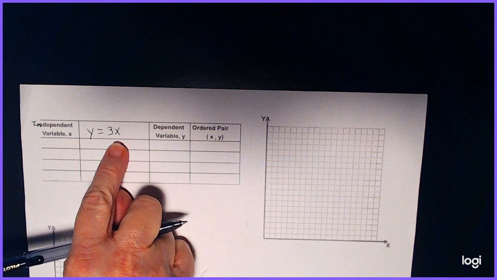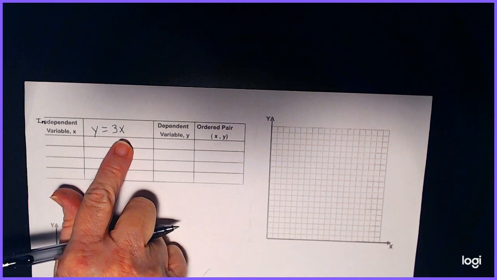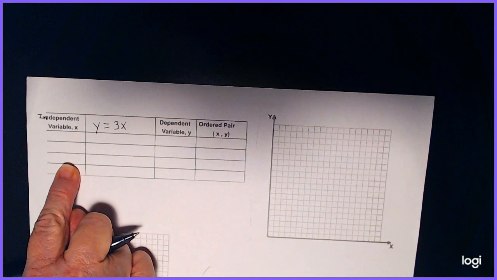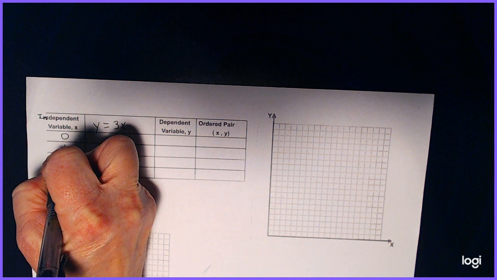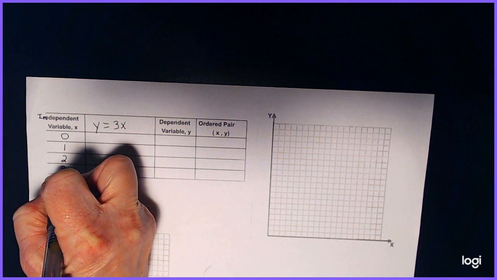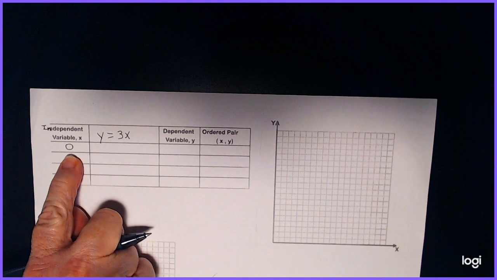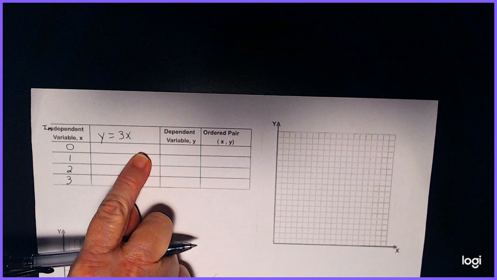We're going to talk a little bit more tomorrow about independent and dependent. X is our independent variable here because it's going to determine what the y answer is. So I'm going to give you some x values here. I'm going to ask you to go ahead and put in the numbers 0, 1, 2, and 3. So we're going to make it very simple. We're going to take the 0 here for our x, and we're going to substitute it in, but we're going to write it in this box.